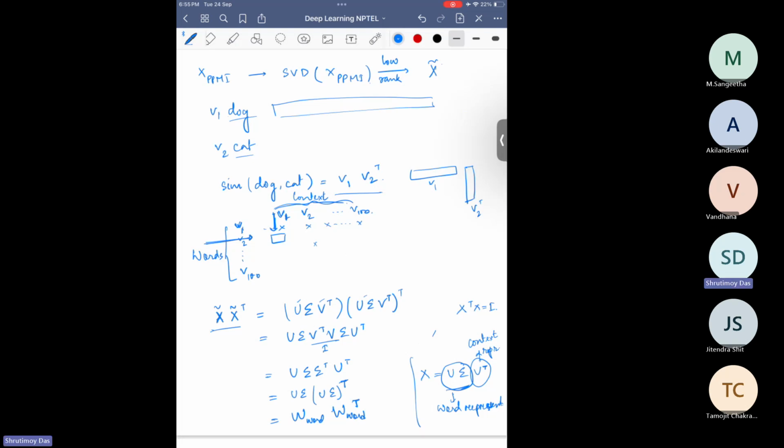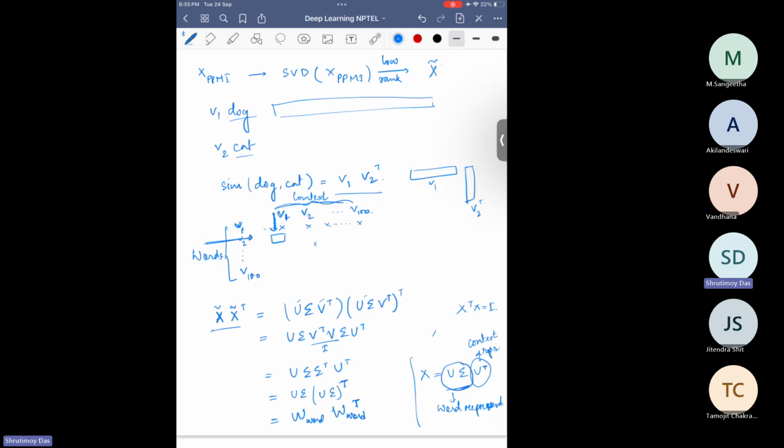So the one issue that we have here is that you still have to compute this SVD, right? SVD is actually a very complex operation. It requires almost cubic time, and also the size of our vectors is large. The size of the vocabulary can be very large, say 100,000 or so.